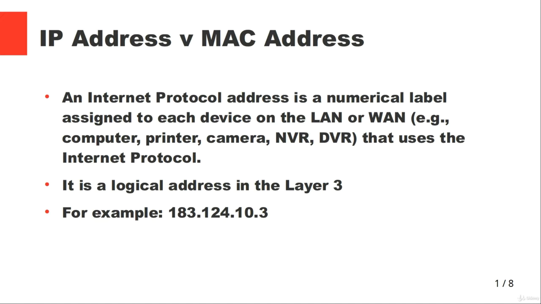We will explain those layers a little bit later, but we won't be going too deep into that, because you don't really need that information for setting up IP cameras. Example of an IP address, version 4: 183.124.10.3. You've probably seen plenty of different IP addresses already.